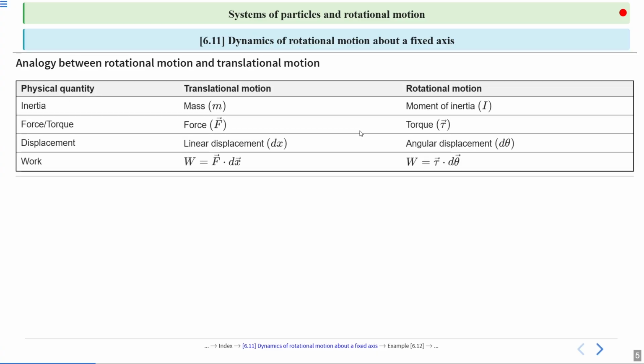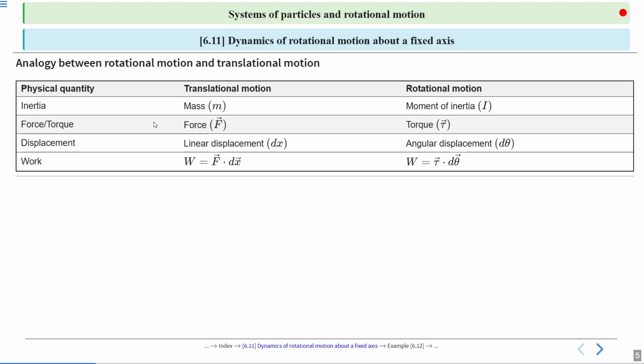Before discussing the dynamics of rotational motion about a fixed axis, we will discuss the analogy between rotational motion and translational motion. Here we will compare translational motion, or straight line motion, with rotational motion, or circular motion. Both follow similar laws of physics but with different quantities. We will understand the analogy using five main physical quantities.